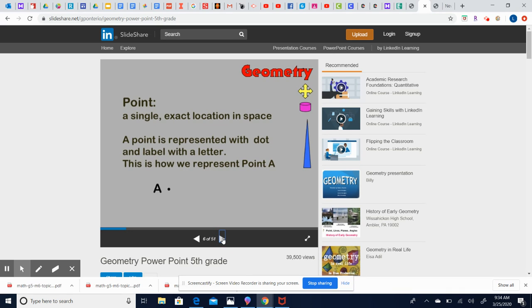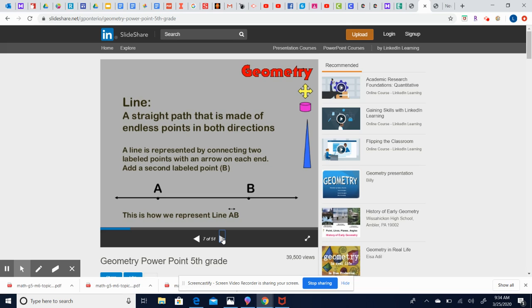A point is a single exact location in space. We talked yesterday about graphing points on a graph, and if you did some of those worksheets, you created shapes using those points. A point is just representing one spot. Now, a line is a straight path that is made with endless points.